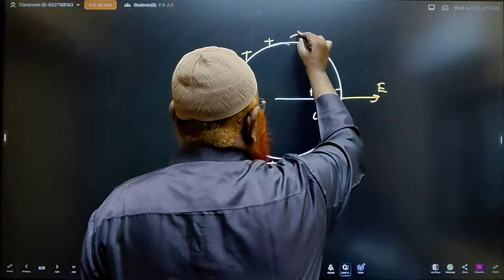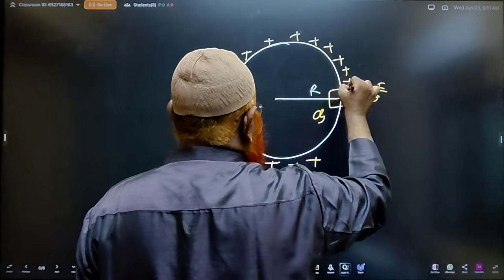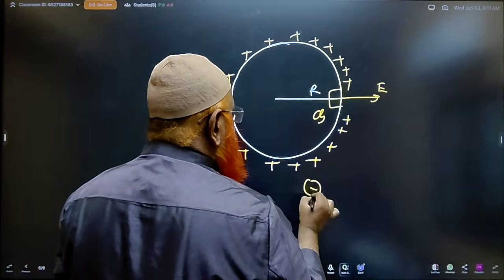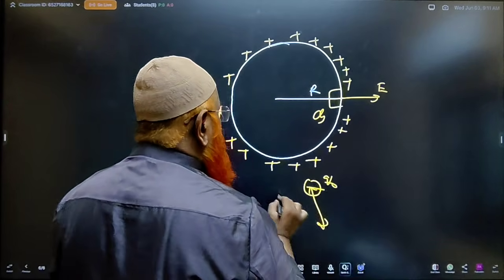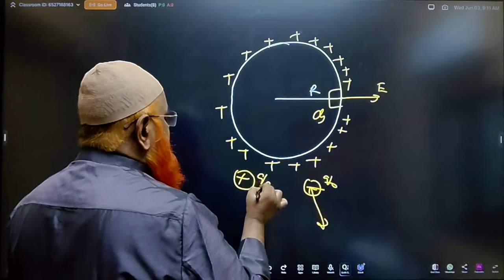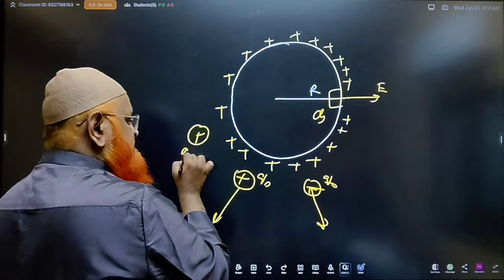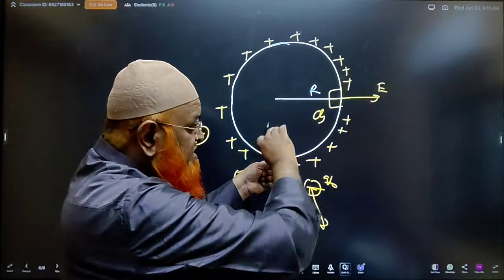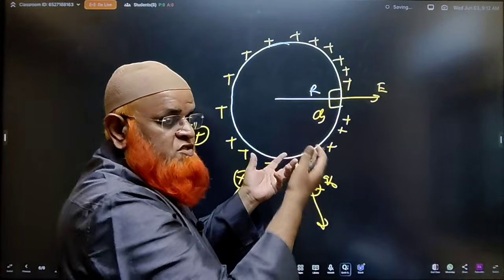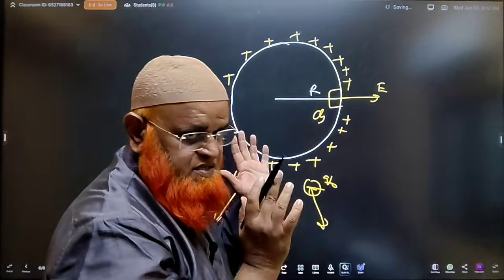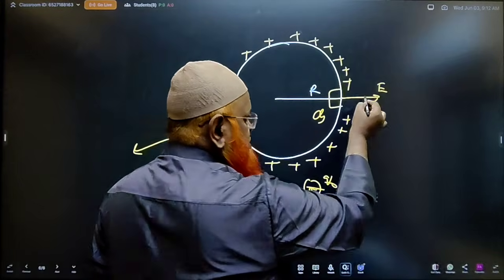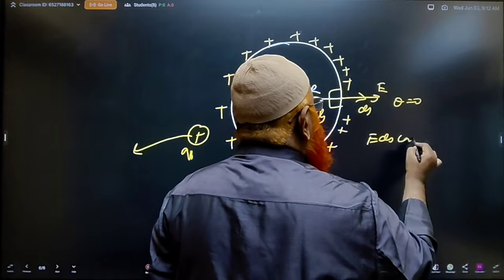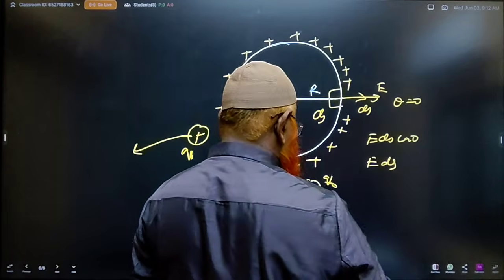Positive charge is on the spherical surface, which means if you keep a test positive charge here, it will go here. If you keep a test positive charge here, it will go here. It is always perpendicular to the surface of a spherical surface. So this is going to be dS, theta is going to be 0, and E dS cos 0 is going to be E dS.